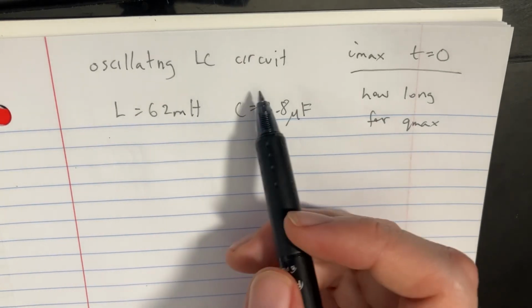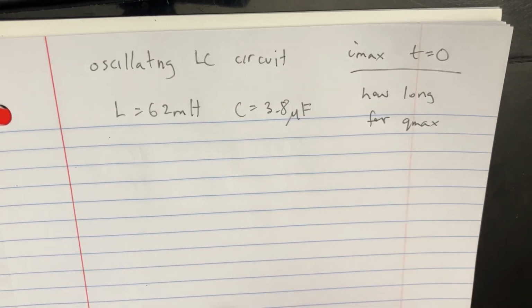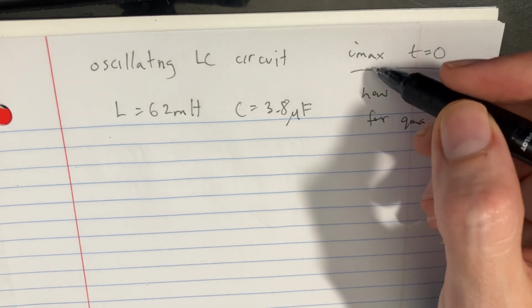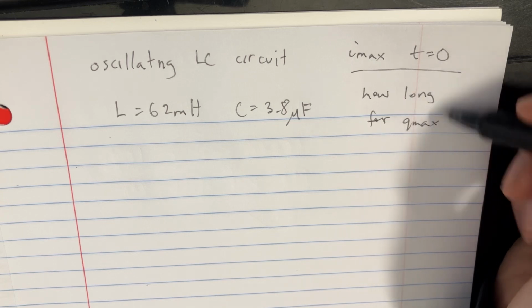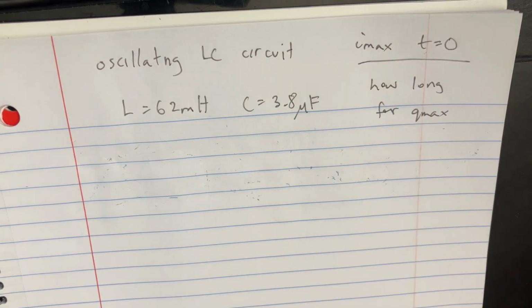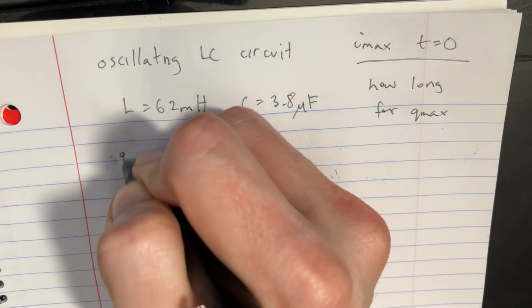We're looking at this oscillating LC circuit. We're given the inductance and the capacitance. We know that the current maximum is when time equals 0, and we're trying to figure out how long it would take to charge that. There's technically two ways to solve this, but we'll do it the harder way first.